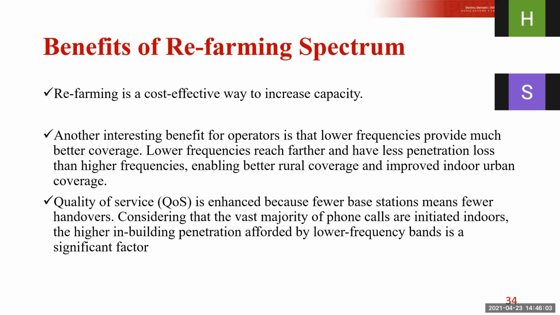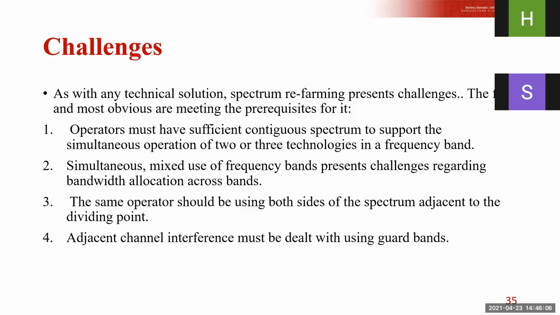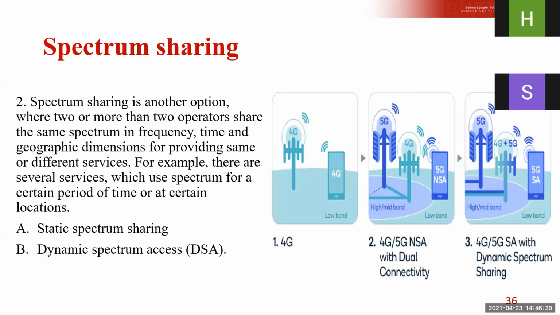That means fewer handovers. Like any other technology, this technology as well has some challenges. As a network strategy, we should overcome those as well. First of all, the operator must have sufficient continuous spectrum to support the simultaneous operation of two or three technologies and frequency bands. Simultaneous mixed frequency bands present challenges regarding bandwidth as well. The same operator should be using both sides of the spectrum adjacent to the driving point. Adjacent channel interference must be dealt with using guard bars.